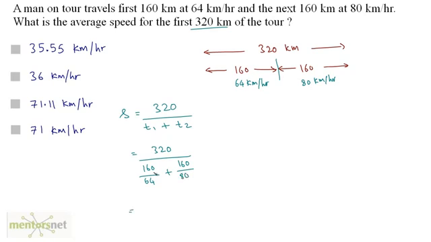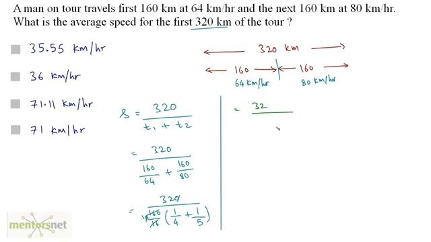So this is equal to, you can take 160 by 16 common from it, so 320 by 160 by 16, what remains is 1 by 16 times 4 is 64 plus 1 by 16 times 5 is 80. So 16 times 10 is 160, this 0 and this 0 get cancelled out. What remains is 32 by (1 by 4 plus 1 by 5). So it is (5 plus 4) by 20. So this is 32 times 20 by 9, and that is equal to 640 by 9.